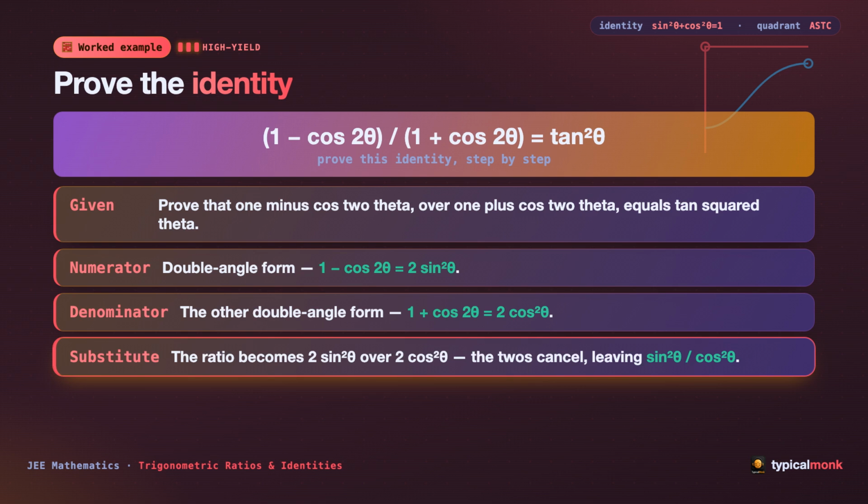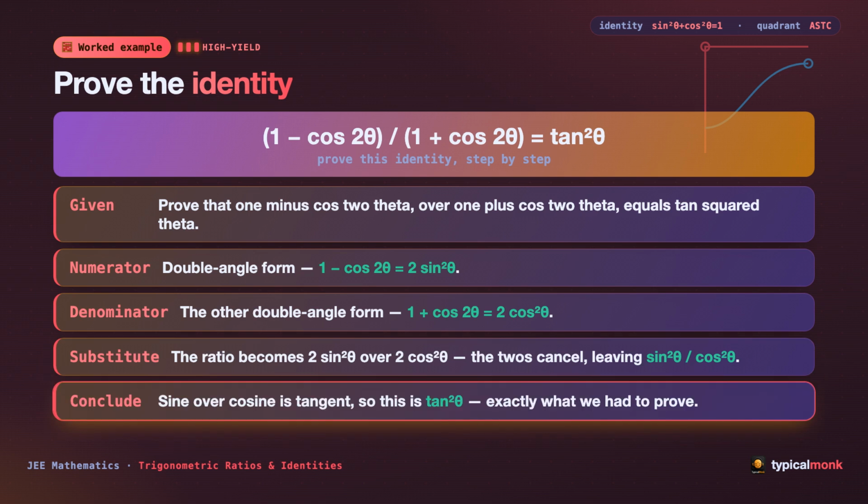Step 4. Substitute both back into the ratio. It becomes 2 sine squared theta over 2 cosine squared theta, and the 2's cancel cleanly, leaving sine squared theta over cosine squared theta. Step 5. Conclude. Sine divided by cosine is tangent. So this is tangent squared theta, exactly what we set out to prove.